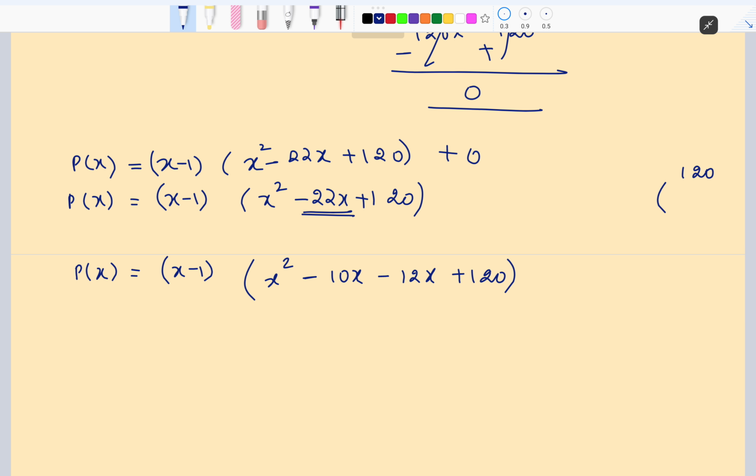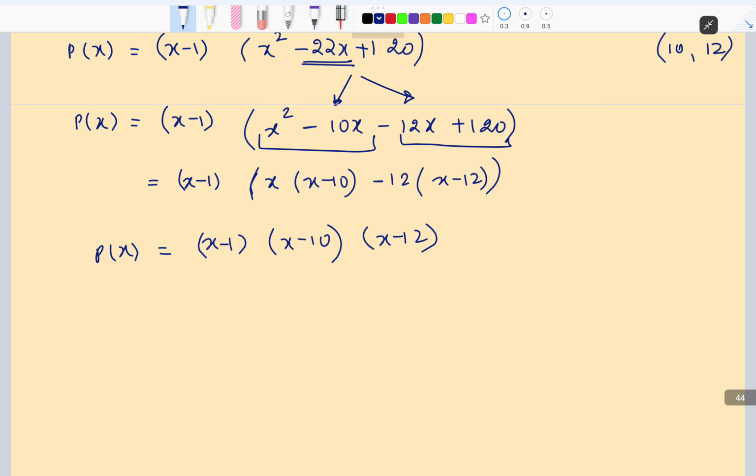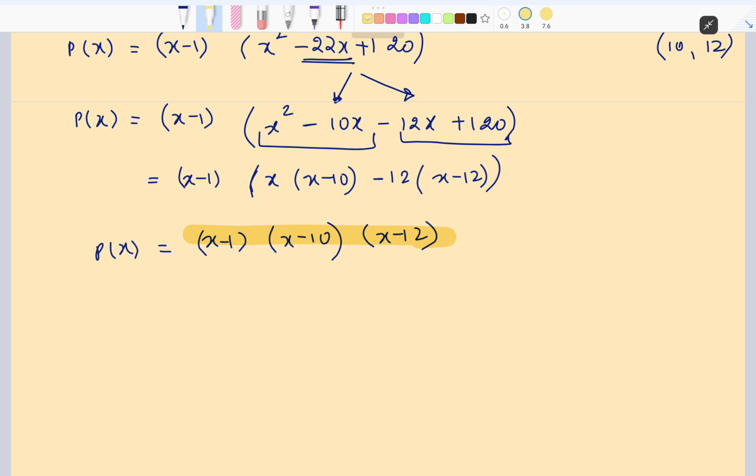120 के factors हैं 10 and 12, correct? So which is equal to x minus 1, x common between this, x minus 10, minus 12 common between this, x minus 12 within the brackets. So I have x minus 1, x minus 10 and x minus 12. So my three factors of polynomial p of x are x minus 1, x minus 10 and x minus 12.